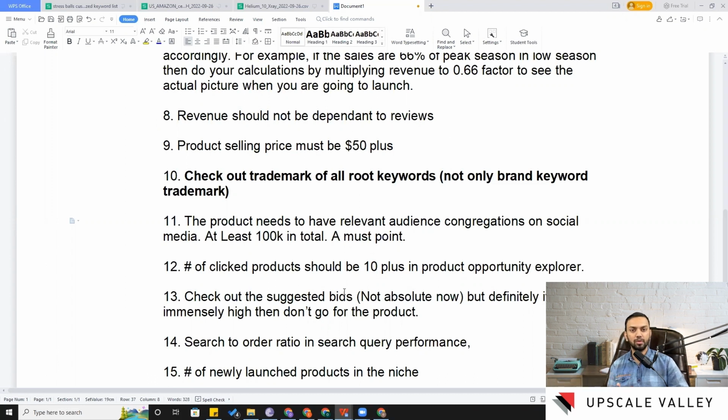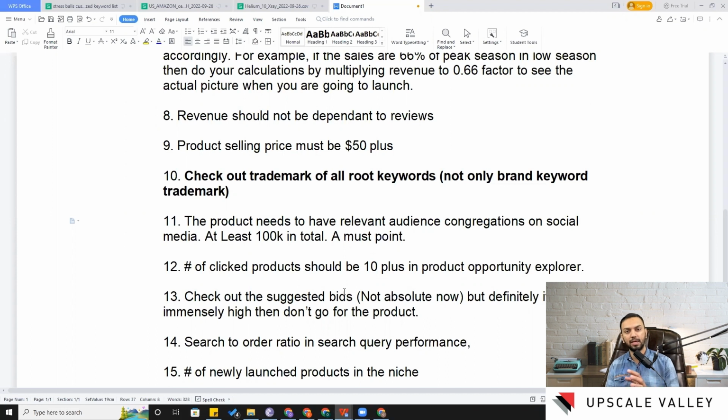So it's not the absolute thing here, but definitely you can predict the competition, and you can modify your launch strategy as well. And if you have a couple of options, like let's say you have 10 products on the table, and three options which qualify, and one of them has a higher suggested bid, you can definitely drop this option and consider the remaining two. So it helps you to do a better selection.